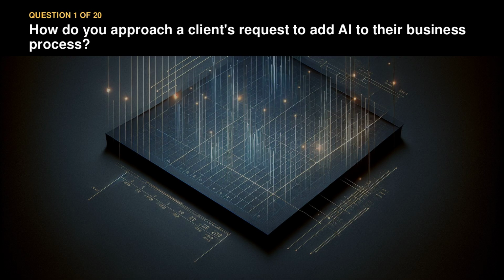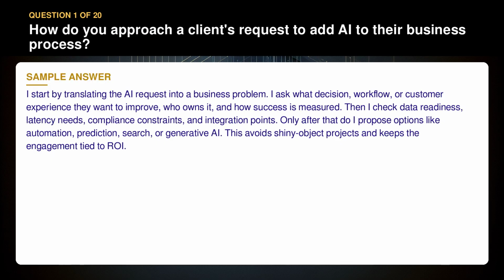Question 1. How do you approach a client's request to add AI to their business process? I start by translating the AI request into a business problem. I ask what decision, workflow, or customer experience they want to improve, who owns it, and how success is measured. Then I check data readiness, latency needs, compliance constraints, and integration points.